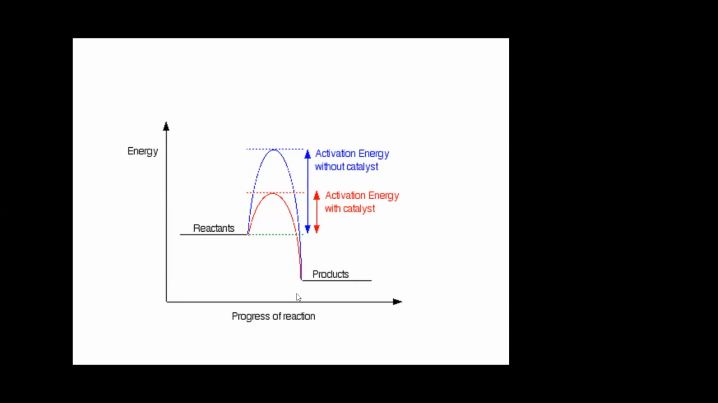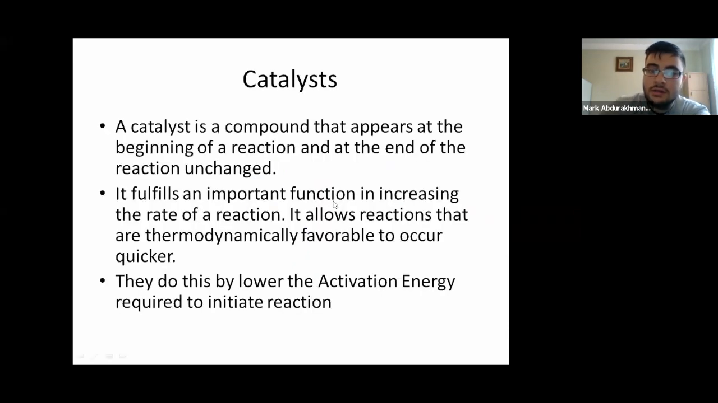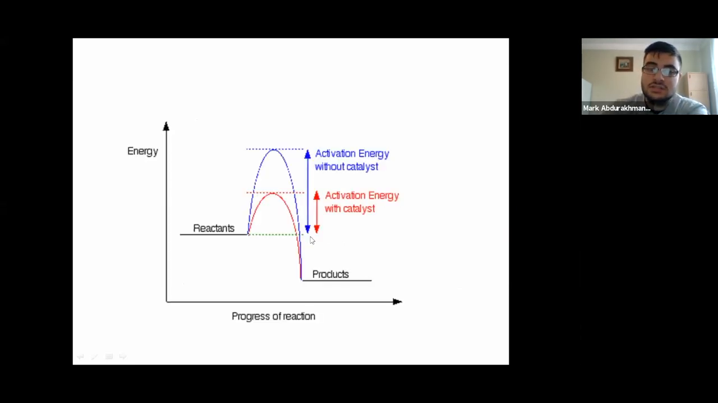And by the way, catalysts can also catalyze reactions that don't happen favorably, like I mentioned. Like if you were to couple two different reactions together, there could be a catalyst that could help. When I mentioned thermodynamically favorable in this slide, it allows reactions that are thermodynamically favorable to occur quicker. This doesn't mean necessarily always this.